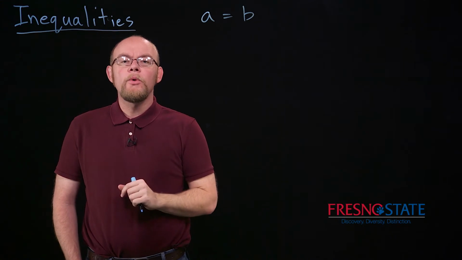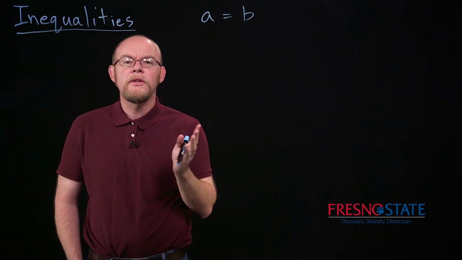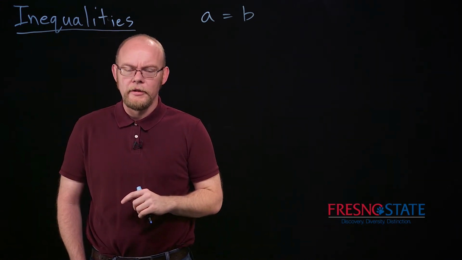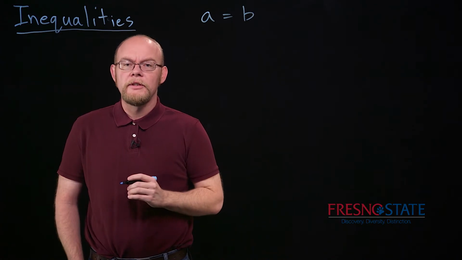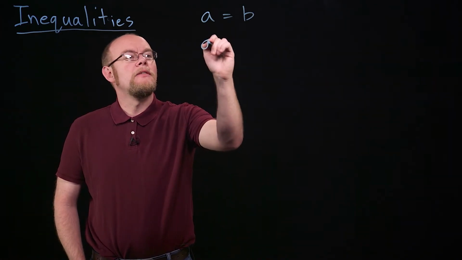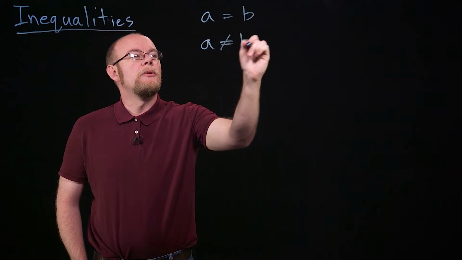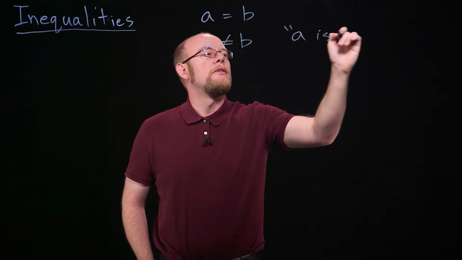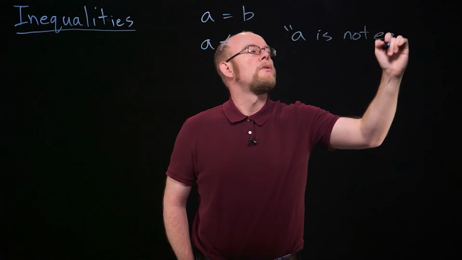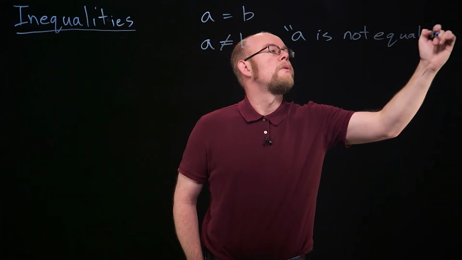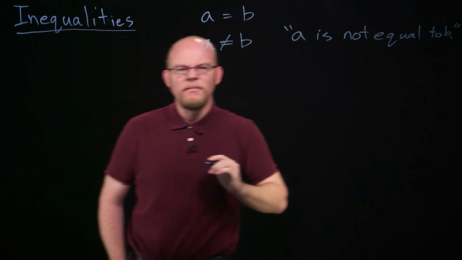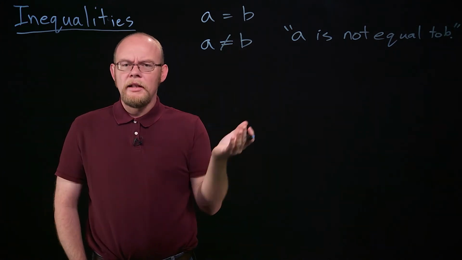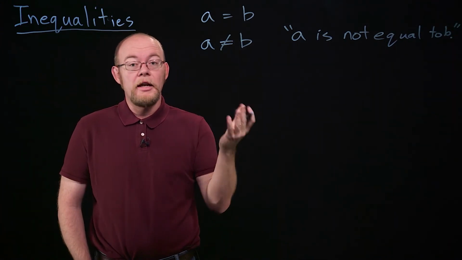When we talk about inequalities, we're talking about expressions where two things are not necessarily equal to each other. And there's a lot of different forms these can take. The simplest form is A is not equal to B. So when we write this down as a statement, we are saying A is not equal to B. And that's the basic form. It's basically saying not equals to.